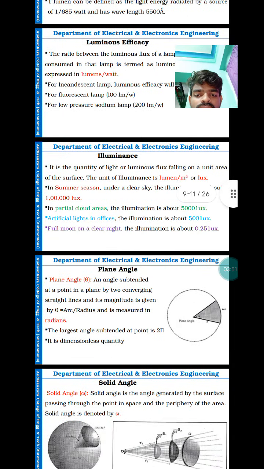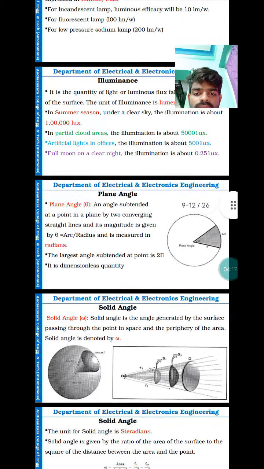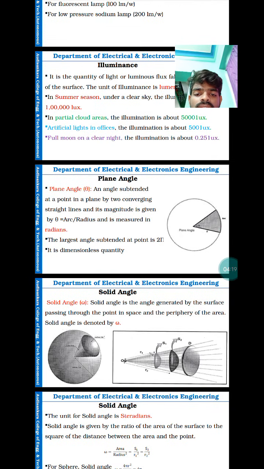Next, phase angle. Phase angle is denoted by theta, an angle subtended at a point in a plane by two converging straight lines, and its magnitude is given by theta is equal to arc by radius and is measured in radians. The largest angle subtended at the point is 2π. It is a dimensionless quantity.